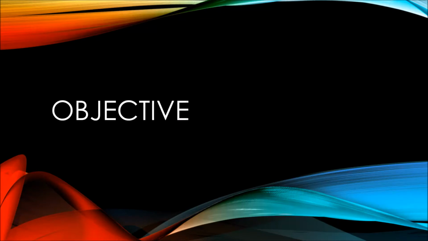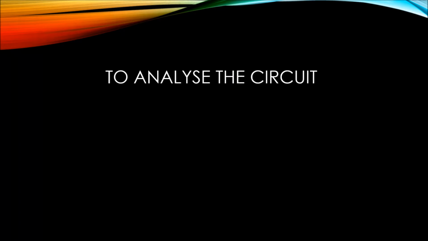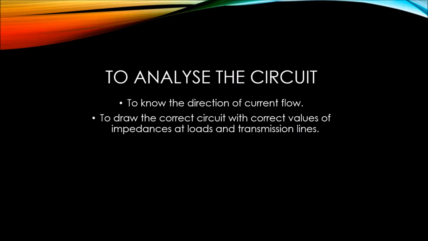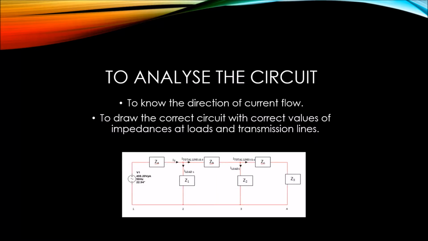Hello. For the objective of this assignment, the first objective is to analyze the circuit by knowing the direction of current flow and also to draw the correct circuit with correct values of impedances at loads and transmission line. Figure shows the circuit for this assignment.